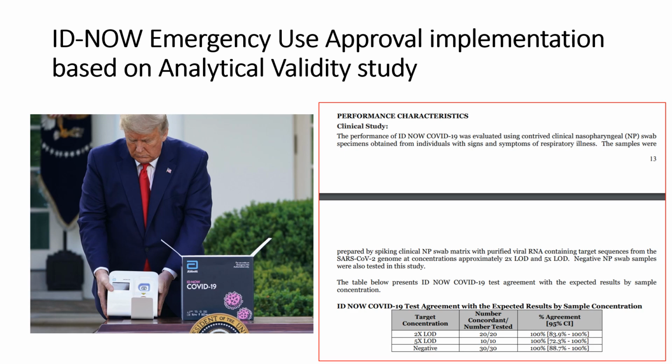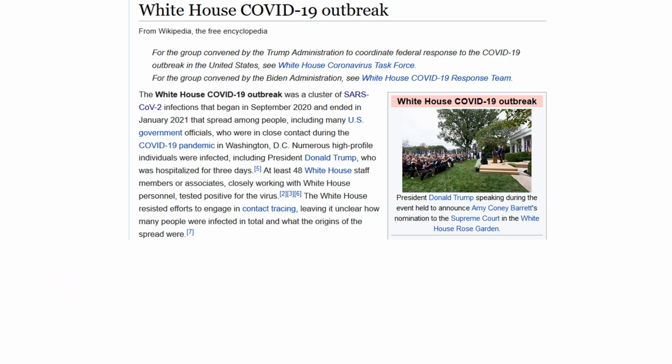So this went into use, and it went into use at the White House, and it was the test being used the day when the White House Rose Garden outbreak started. So participants visiting that meeting had this test being used on a regular basis, and the rest of the story is there as history, including President Trump's 3 days in hospital.